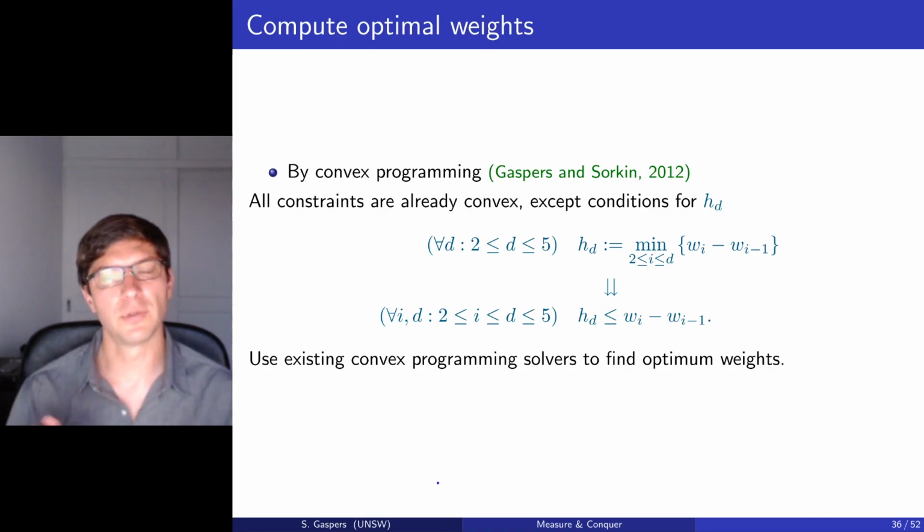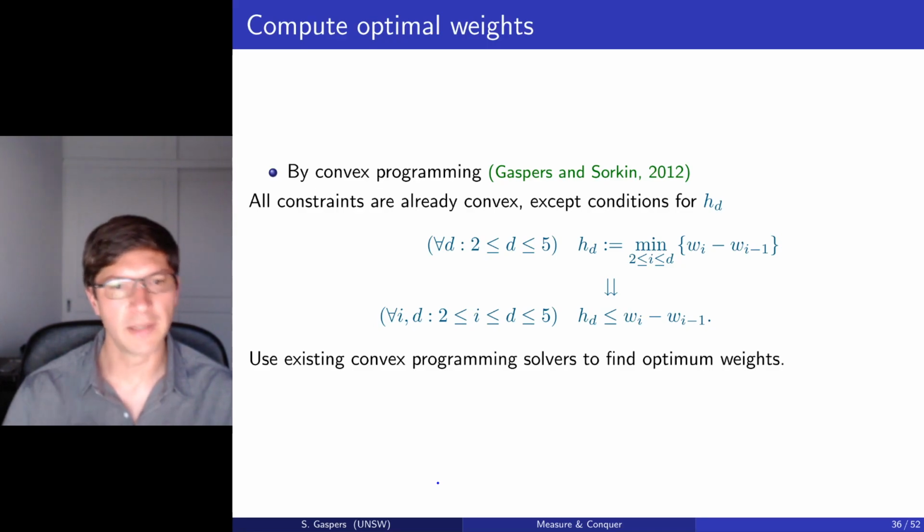So our objective will be to minimize the upper bound on the running time that we get. So we want to minimize the maximum weight of a vertex. And we already have our constraints, and they're all convex except for the min operator here. But instead of the min operator, we can use a standard trick in linear programming and say that HD should be at most omega I minus omega I minus 1.